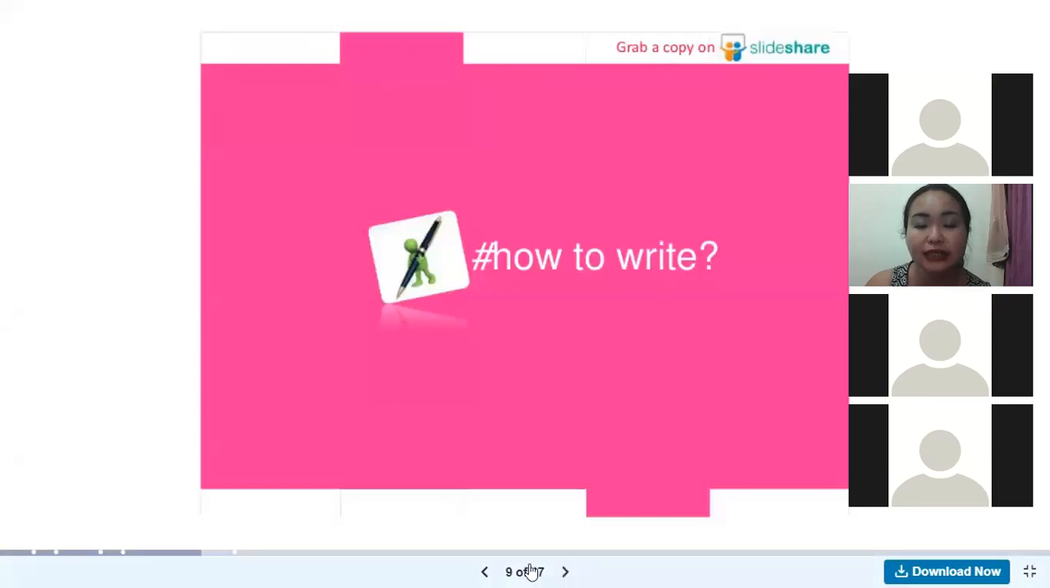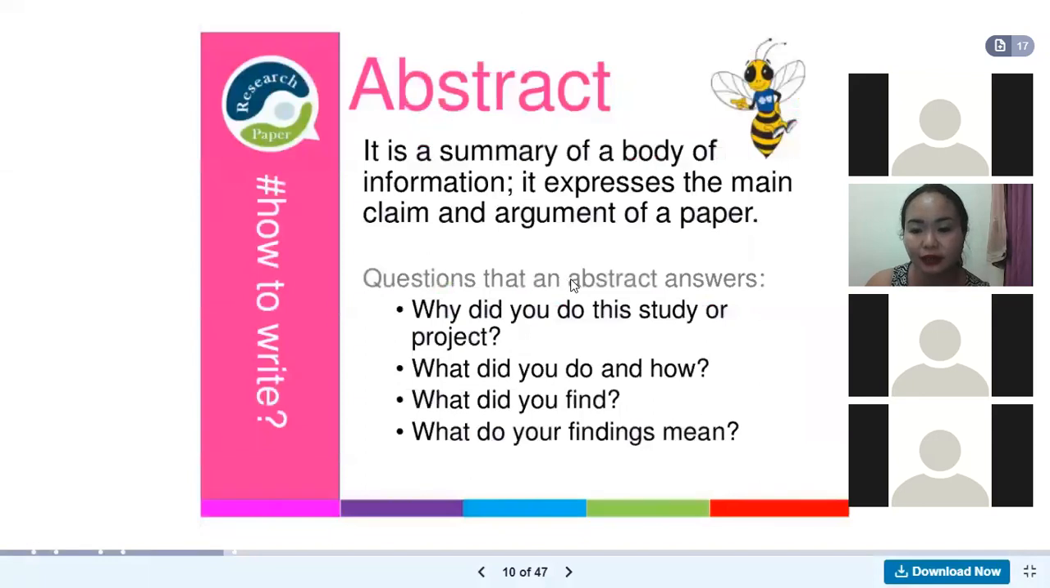Okay, so those are the structure of our research paper, but we are going to discuss them one by one, the tips on how to write them. Like for the abstract, since this is the summary of a body of information and expresses the main claim and argument of the paper, you should answer the following questions. Why did you do this study or project? What did you do and how? These are your objectives and methods.